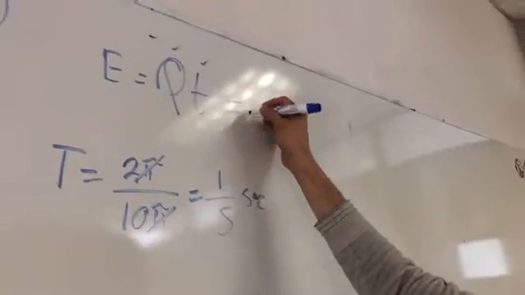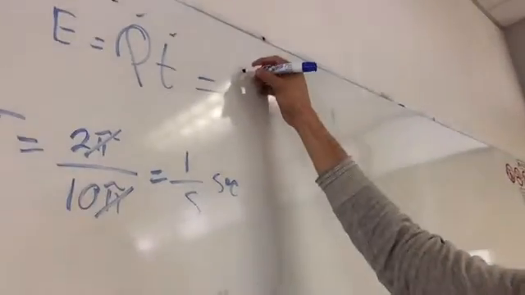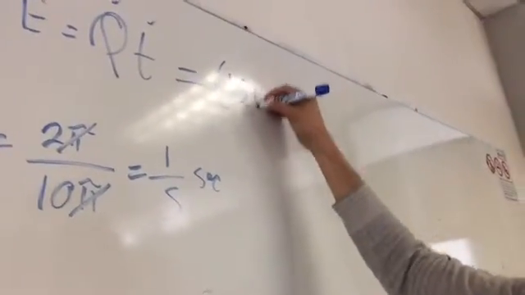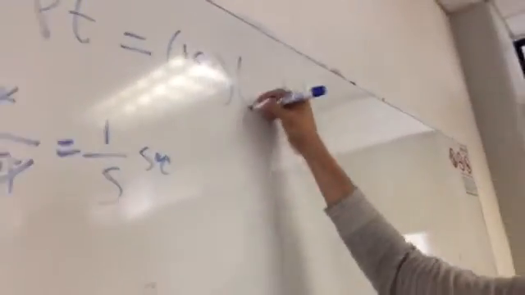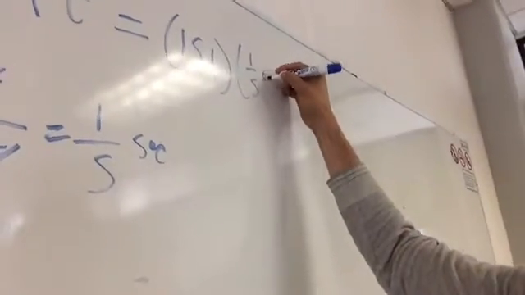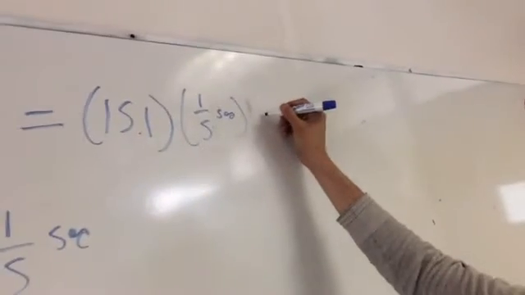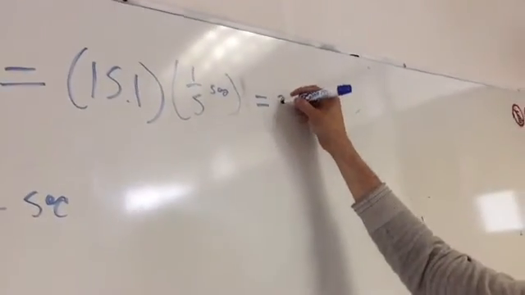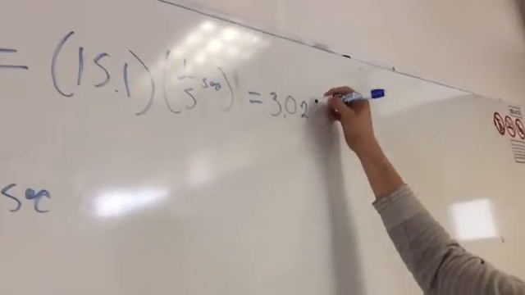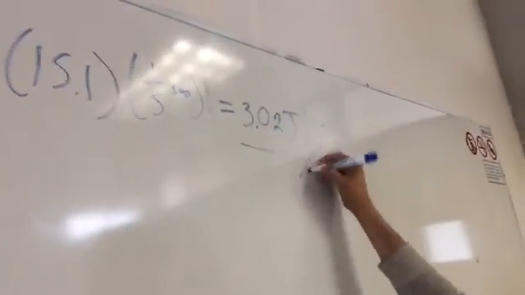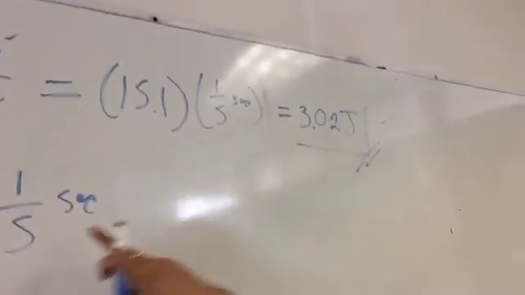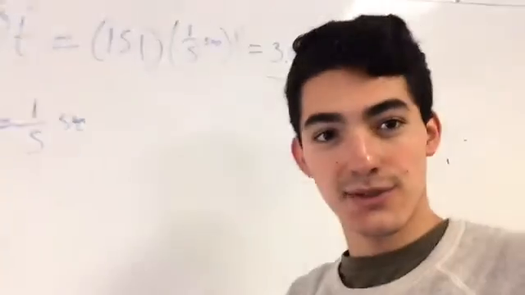If we substitute our values, our power, 15.1 watts, times our time, 1/5 seconds, we obtain that our energy is equal to 3.02 joules. And this is per cycle because it's one period. And this is how you solve this quiz.